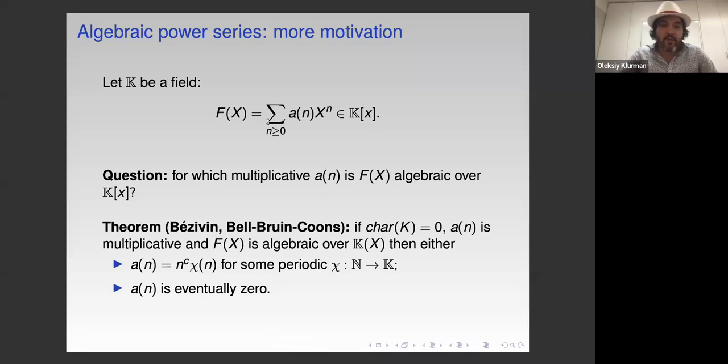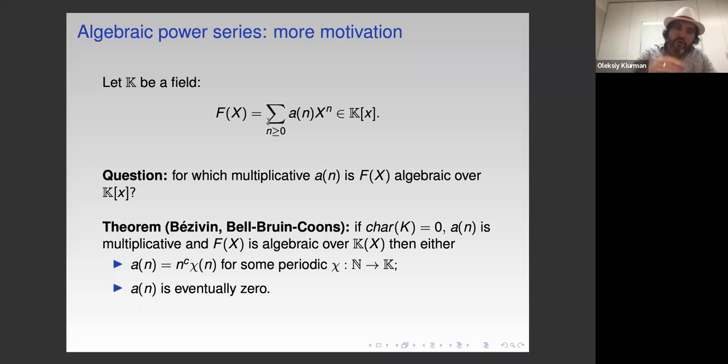Bézivin, Bell, Bruin and Kunz proved that if the characteristic is 0, and a_n is multiplicative and the series f is algebraic, then it can happen only if a_n is the twist of a Dirichlet character or a_n is 0. So algebraic power series with multiplicative coefficients are classified over characteristic 0.